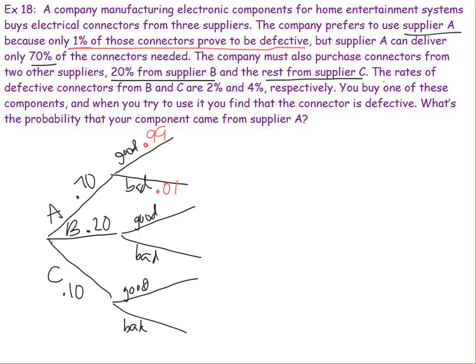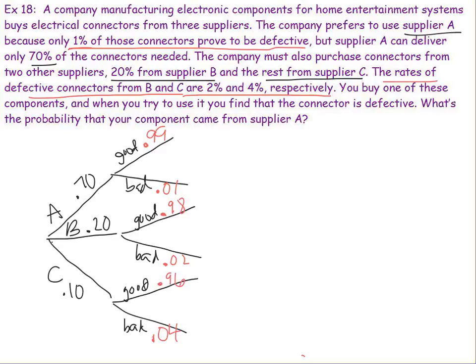It says the rates of defective components from B and C are 2% and 4% respectively. That means that since B came first, B is 2% bad. So that's not 0.2, it's 0.02, which leaves 98% or 0.98. And C comes second, which is 4%. So bad is 0.04. Good is 96%, which is 0.96.